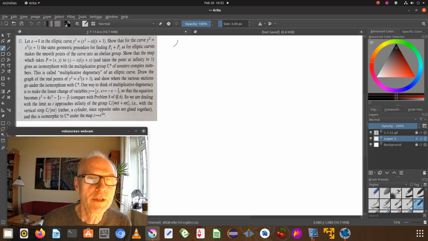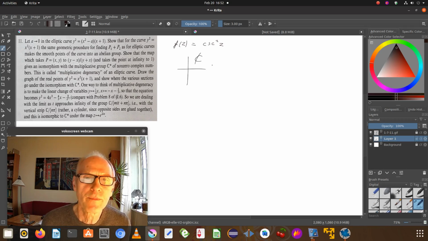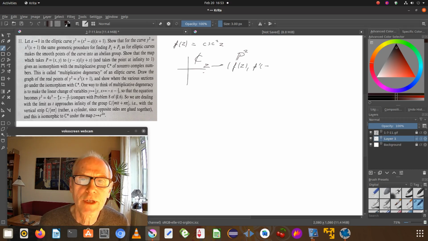So we define a function from the complex plane into itself, cosecant squared, and then the map from C into the projective space. z maps to f of z times f, the derivative of f.